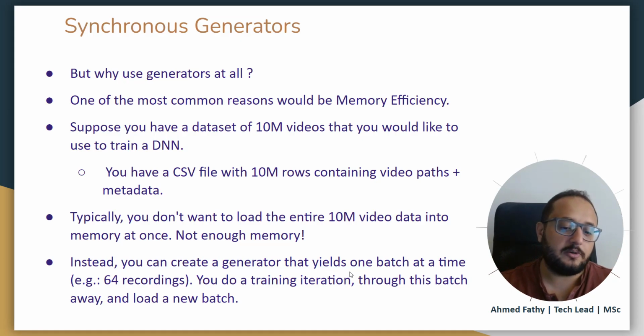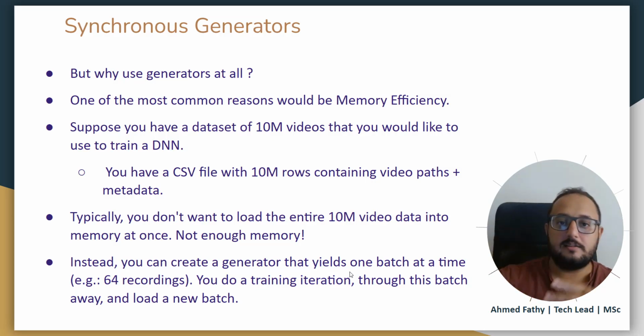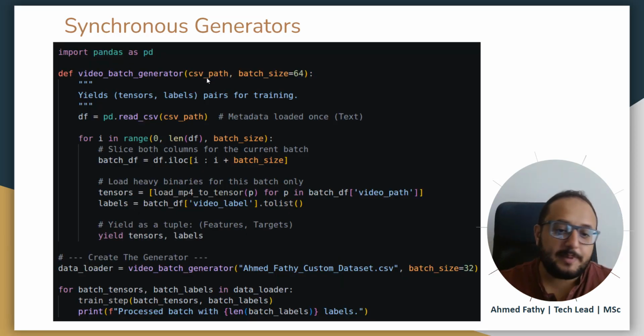So a batch of 64 recordings. You do a training iteration, like one backpropagation step or one training step. Throw this batch away. Actually, this is throw, not through, sorry. And then load a new batch. So this is a pattern that is used in data loaders for deep learning. So this could be one way of doing this.